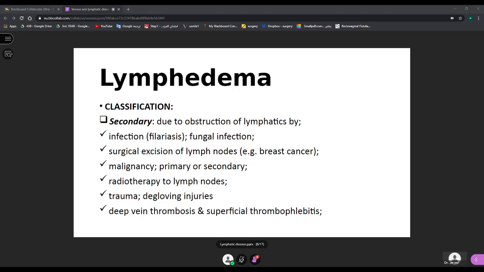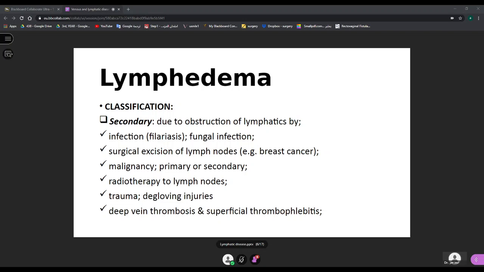Very common in tropical regions. Okay, sometimes these lymphatics can be destroyed by surgery, particularly when we do surgery for cancer. Some of these lymphatics are excised as part of the tissues removed by surgery. For example, the classical example is breast cancer. When we remove the breast, we can also remove lymph nodes in the axilla, and this will result in destruction of lymphatics. And as a complication, the patient can present with lymphedema involving the upper limb.